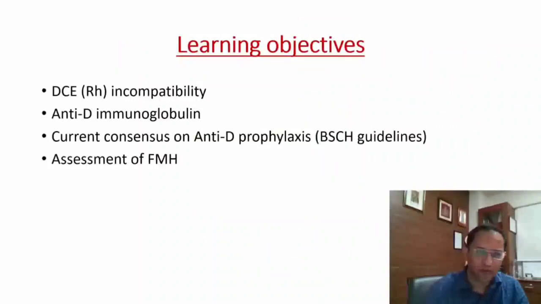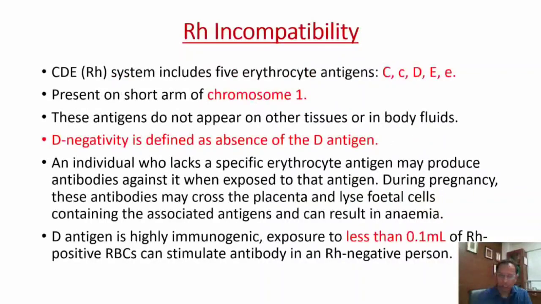So our learning objective will be RH incompatibility, anti-D immunoglobulin, current consensus on anti-D prophylaxis. We'll be covering some part of the BSCH guidelines and the assessment of fetomaternal hemorrhage, which method we should do, how we should do the screening, followed by the KB test, followed by the flow cytometry if we have that available with us. So coming to RH incompatibility, I would call upon my colleague Dr. Rashmi to take from here.